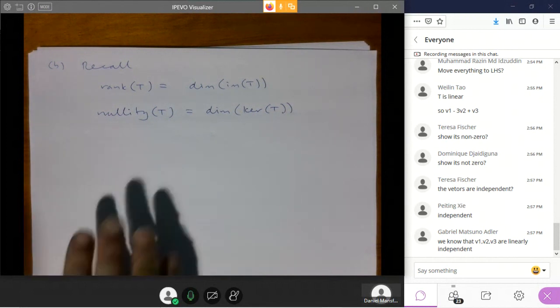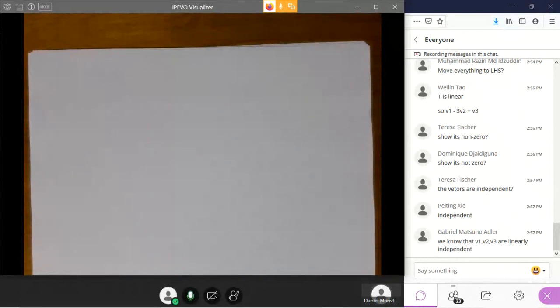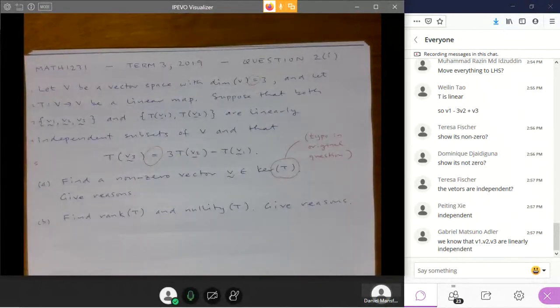Okay, now let's use some scratchpad material. So having a look at the information here, and again, can anybody say anything about the rank of T?